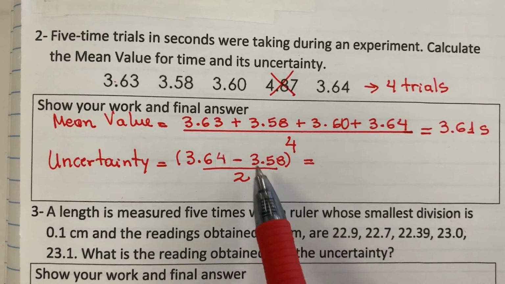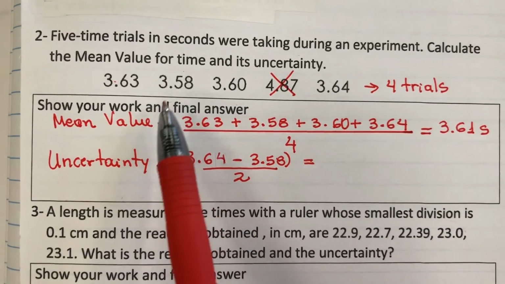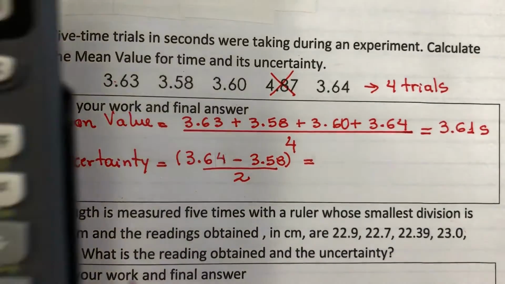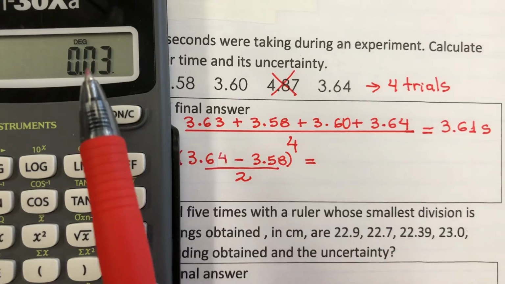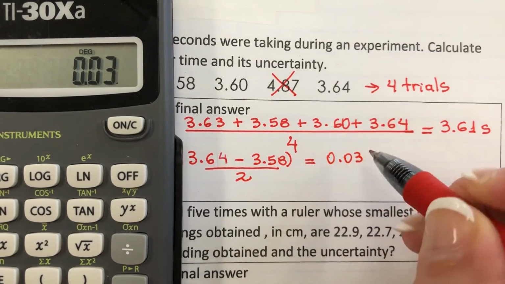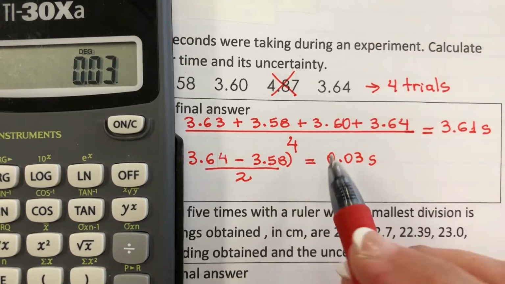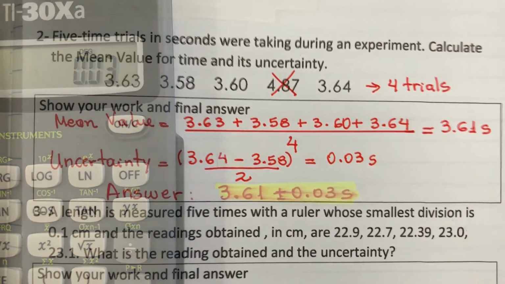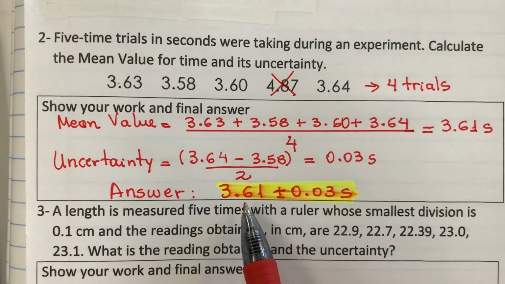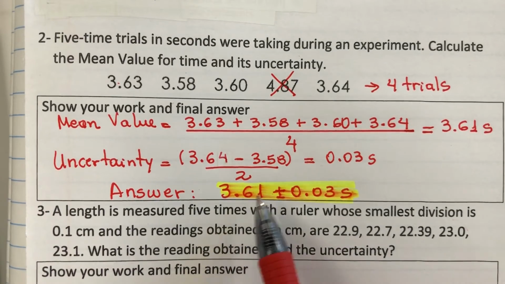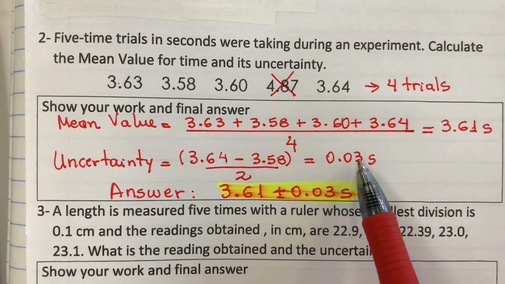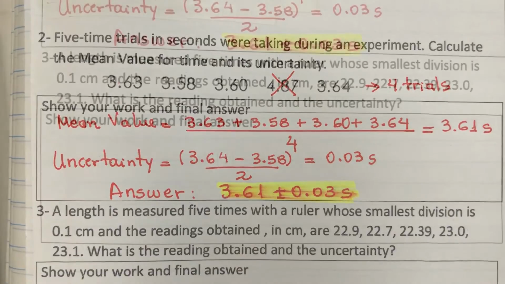To calculate the uncertainty, I'm going to use the largest number of my trials, which is 3.64, minus the lowest number of my trials, which is 3.58, divided by 2. So my result is 0.03, and I do not have to make any adjustment about the decimal places. The final result is the mean value, 3.61, plus or minus the uncertainty, which is 0.03 seconds.